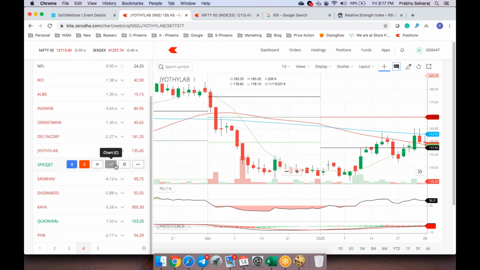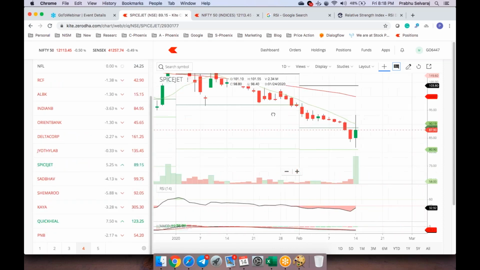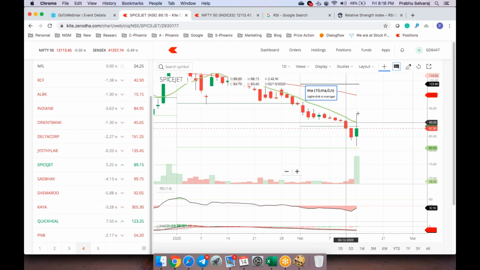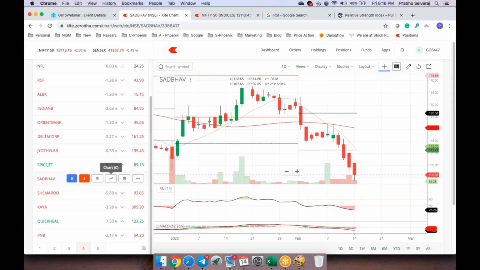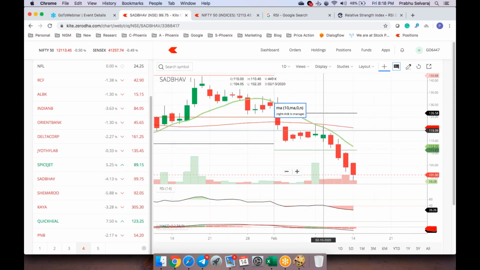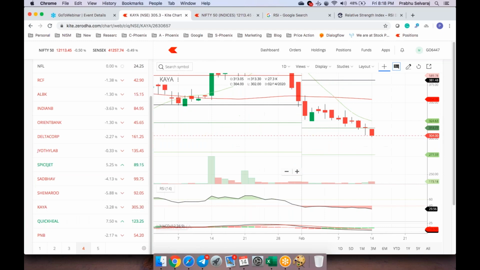Okay, Jyoti Labs, SpiceJet. So now here, the wife did not allow it to move up. RSI has not crossed 40. I can't take a decision, right? Sadbhav Engineering, I can still take a decision on this. Kaya stock, I will not make an entry because my wife is there, right?